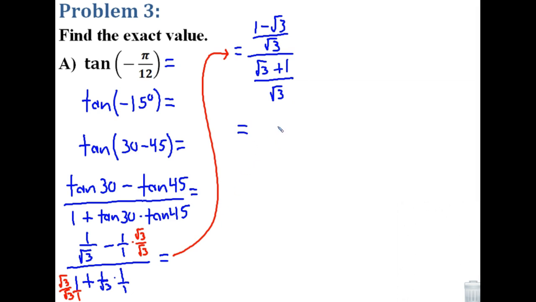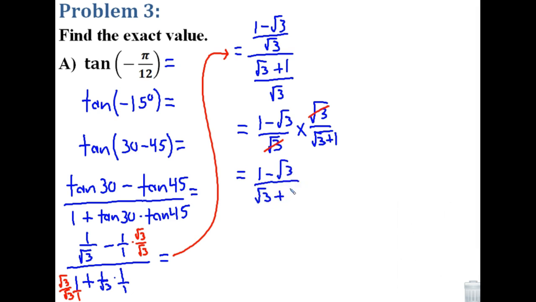All right, so I can take care of my division of fractions by switching to multiplication. We can say this is the first fraction, 1 minus root 3 over root 3, times the second fraction flipped upside down, so that'd be root 3 over root 3 plus 1. Now, a nice thing happens here: one of our root 3's cancel, so things are starting to look simpler. So we have 1 minus root 3 over root 3 plus 1. Still looking ugly here.